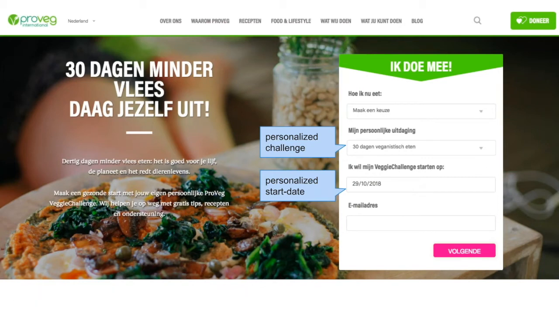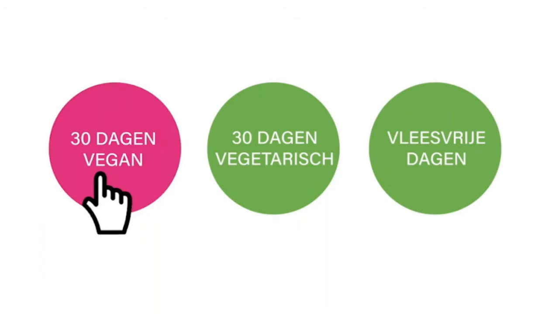The Veggie Challenge basically challenges participants to eat less meat for 30 days. It's a little bit different than most similar campaigns, in that people can set their own personalized challenge. We don't ask people to go vegan for 30 days. They can also go vegetarian for 30 days or have meat-free days. The minimum requirement is one vegetarian day per week. It's also personalized in the sense that there's not a defined time period, like doing it in January as a New Year's resolution. They can set their own start date. As you can see, there are several options, and it's a personalized challenge.